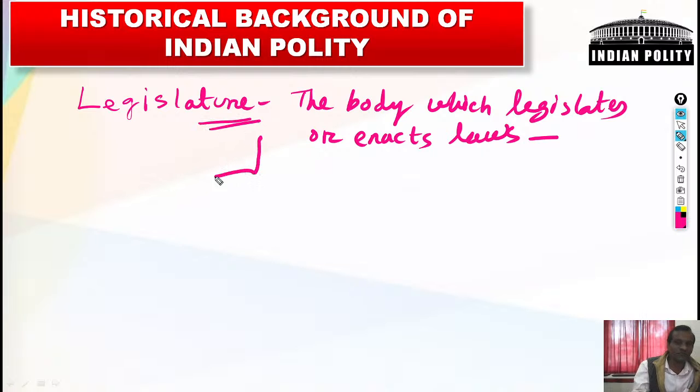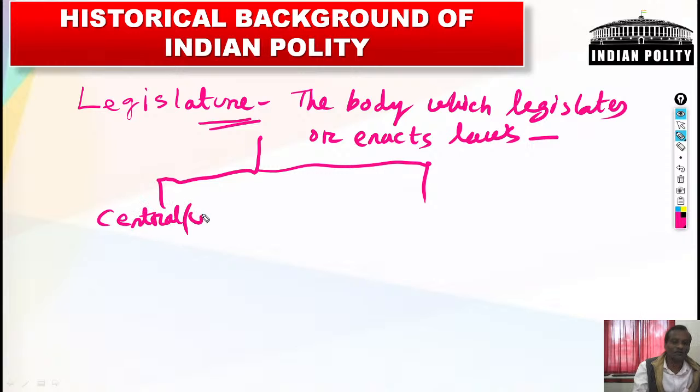So legislature is divided into two types. One is the central or union legislature, or the state legislature. So there is a dual legislature in India because India is a federal country. In a federal country, two kinds of legislature exist: one union legislature and one state legislature. Isn't it? All of you must have this idea.